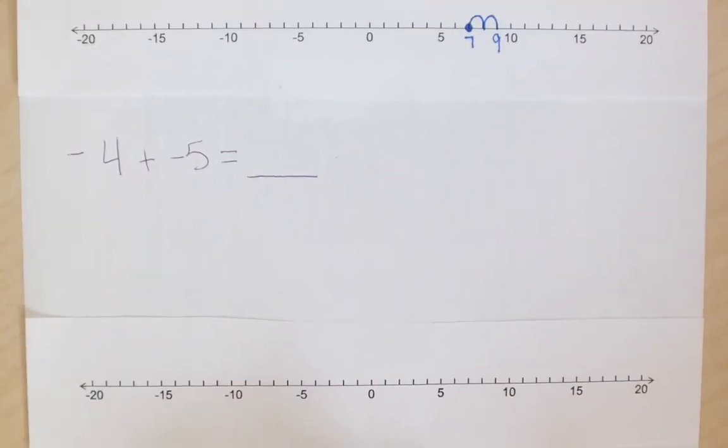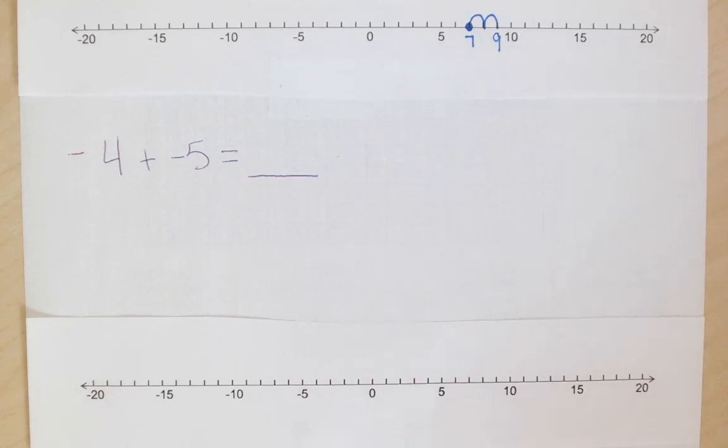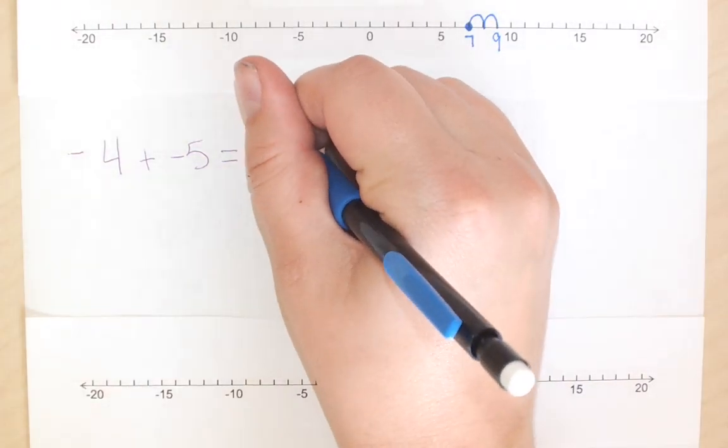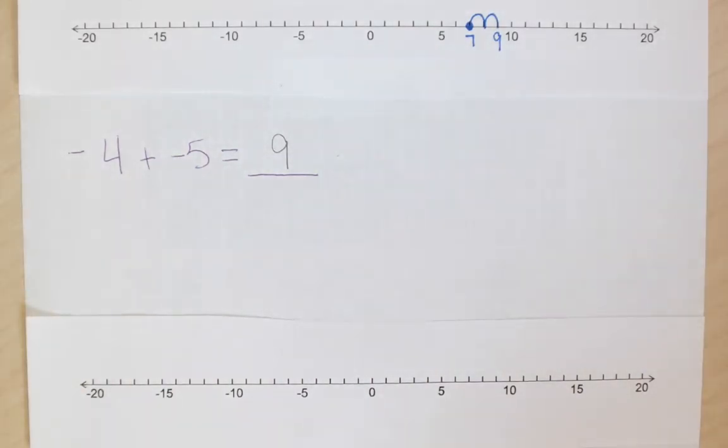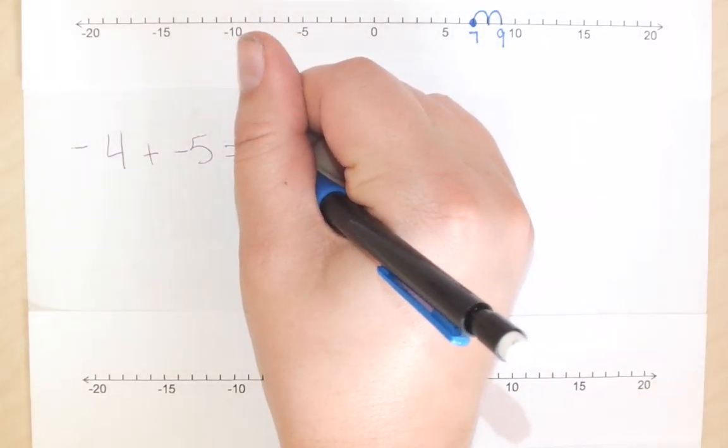Now if I look at it with 2 negative numbers, I have -4 plus -5. I'm going to ignore the signs and just add them as if they were positive. So 4 plus 5, that should give me 9. And because they're both negatives, my answer should be negative.